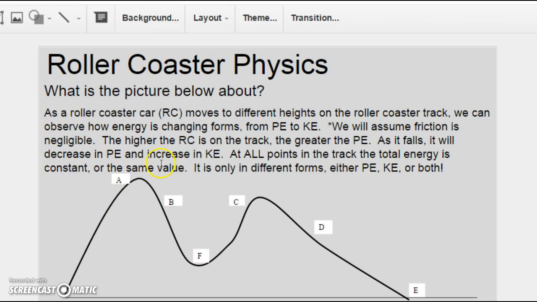As a roller coaster, RC, moves to different heights along the roller coaster track, we can observe how energy is changing forms from potential to kinetic energy. We will assume friction is negligible. The higher the roller coaster is on the track, the greater its potential energy. And as it falls, it will decrease in PE and increase in KE. At all points in the track, the total energy is constant, or the same value. It is only in different forms. It can be potential energy, kinetic energy, or both.